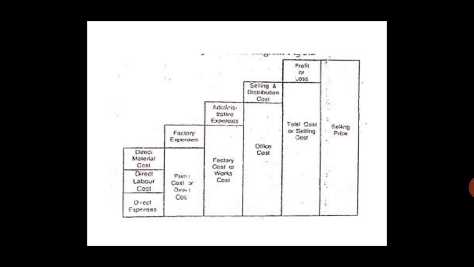Whatever product is manufactured in any industry, you will first have direct material, direct labor, and direct expenses, that is known as prime cost. Then on the prime cost you will add factory expenses, it will become factory cost. On factory cost you will add administrative expenses, it will become office cost. So the office cost is the cost of manufacturing. Then to the cost of production or manufacturing, you add selling and distribution cost, it becomes total cost. And to that total cost you will add some profit, it becomes the selling price. This way you have to understand the things.